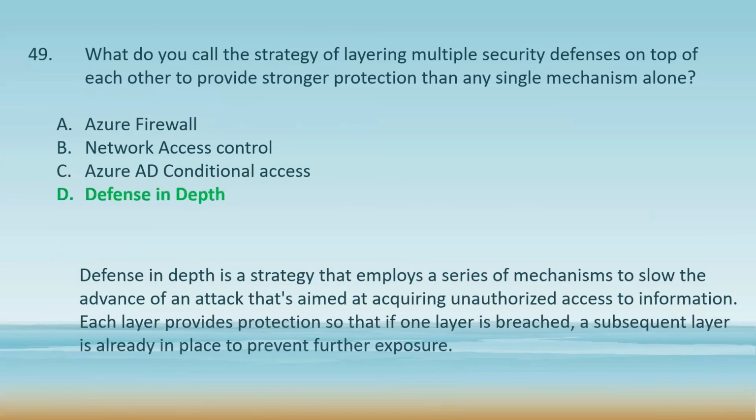So the correct answer is option D, Defense in Depth. It is a strategy that employs a series of mechanisms to slow the advance of an attack that's aimed at acquiring unauthorized access to information. Each layer provides protection so that if one layer is breached, a subsequent layer is already in place to prevent further exposure.